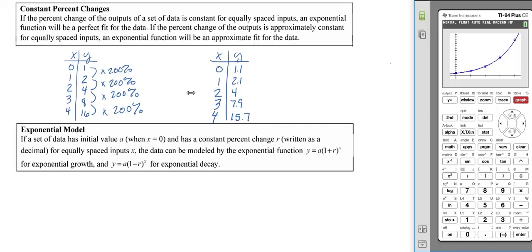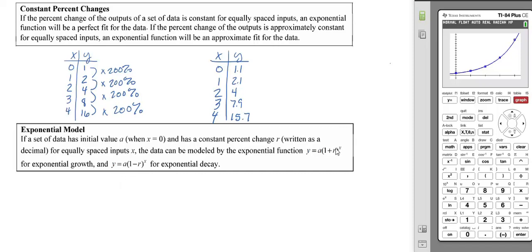An exponential model. If a set of data has initial value a when x equals 0 and has a constant percent change r, written as a decimal, for equally spaced inputs x, the data can be modeled by this exponential function, y equals a times (1 plus r) to the x for exponential growth. If it was exponential decay, it would be y equals a times (1 minus r) to the x.